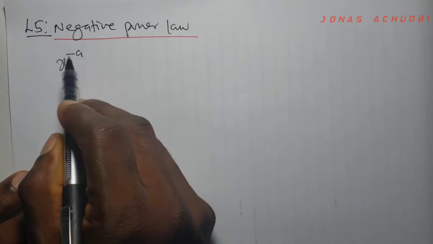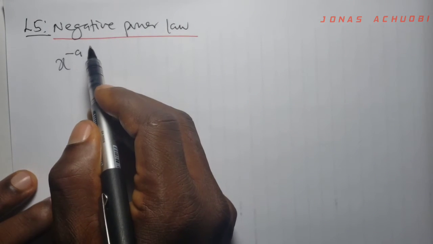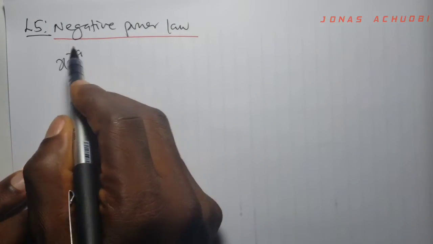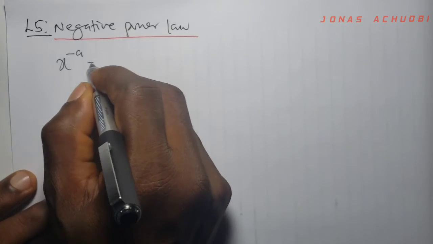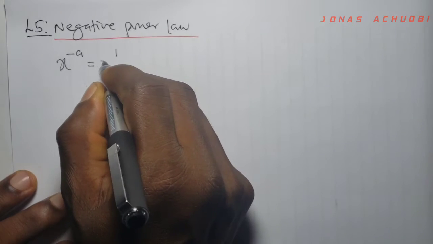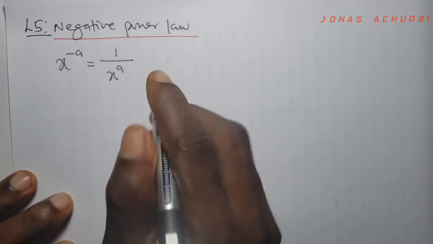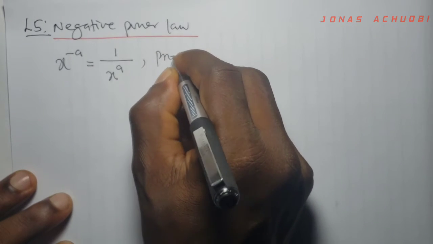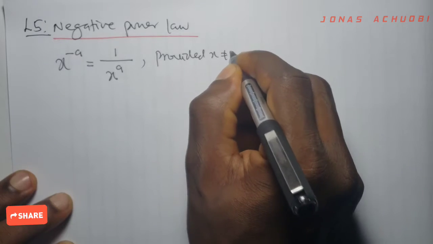Here, the power is now a negative number. It could be minus 1, minus 3, minus half, whatever it is. But the power is certainly negative. So once we have a negative power, what we simply write is this: 1 all over x raised to the power a. This is the negative power law, provided that x is not equal to 0.